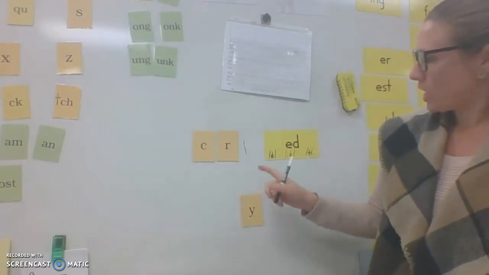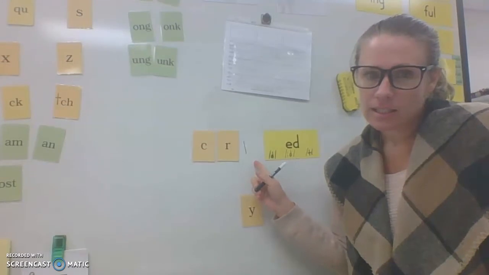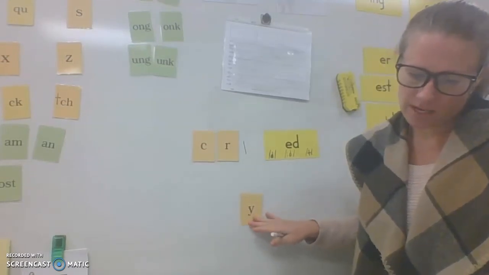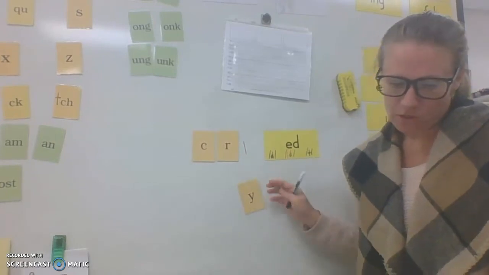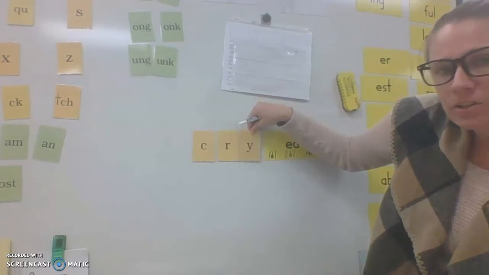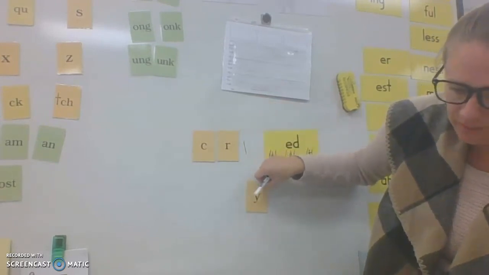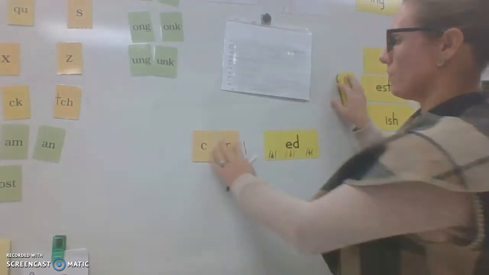We know that when we change the Y to an I, it keeps the same sound, right? It still sounds like I in cried. So what does the Y say here? Cry. It says I. And what does it say here? Cried. Doesn't change. Very good.